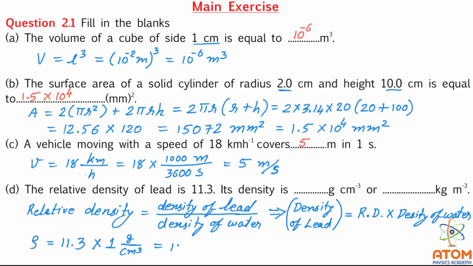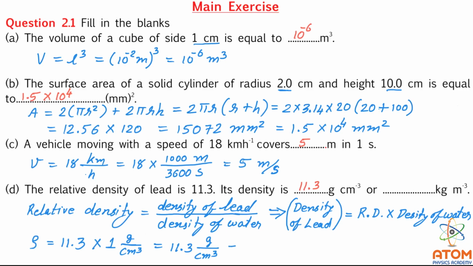So we get 11.3 gram per centimeter cube. This is our first answer. Let me note it down. Here this is 11.3 gram per centimeter cube. Now we have to convert this into kilogram per meter cube.